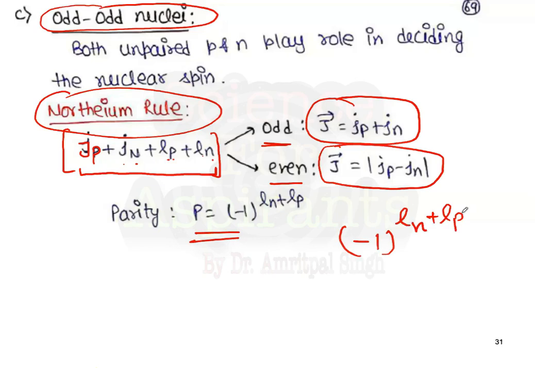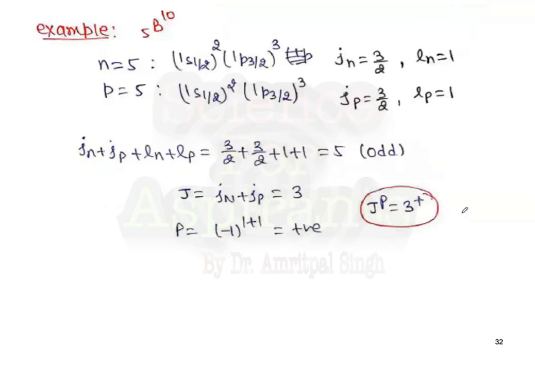So let us do a numerical related to this. For example, we have a problem of boron-10. In this case, you will see that there are 5 neutrons and 5 protons. The first 2 will go in 1s 1/2, and then the last 3 will go in the 1p 3/2 orbital. So the value of Jn will be equal to 3/2, because this last unpaired neutron is present in the 1p 3/2 orbital.